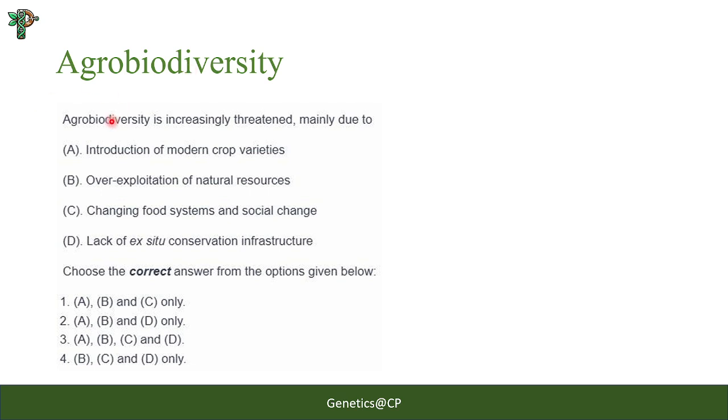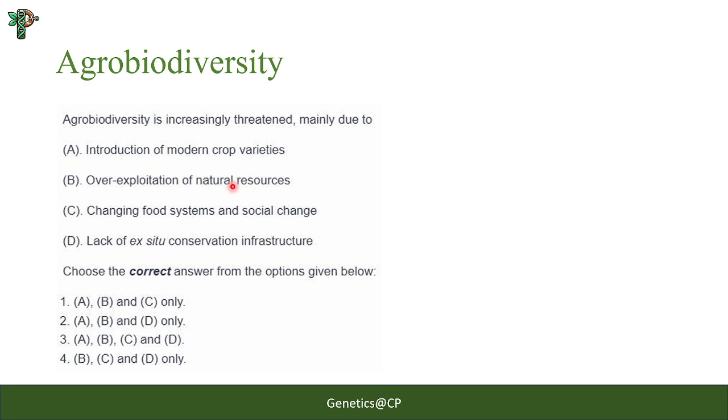For example, you see this: agrobiodiversity is increasingly threatened mainly due to introduction of modern crop varieties, overexploitation of natural resources, changing food systems and social change. By looking at the three options, you can easily guess that A, B, C will be the right answer. But the question arises whether the lack of excessive conservation infrastructure will lead to loss of agrobiodiversity. It's not like that; it is only to conserve. It will not threaten agrobiodiversity loss. That's a kind of reasoning question.